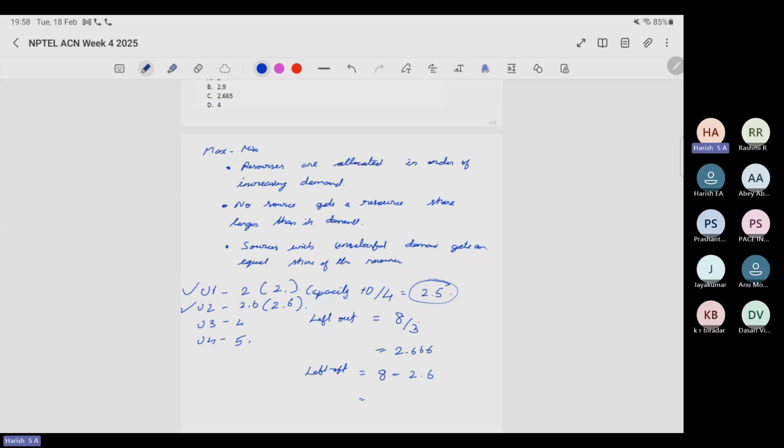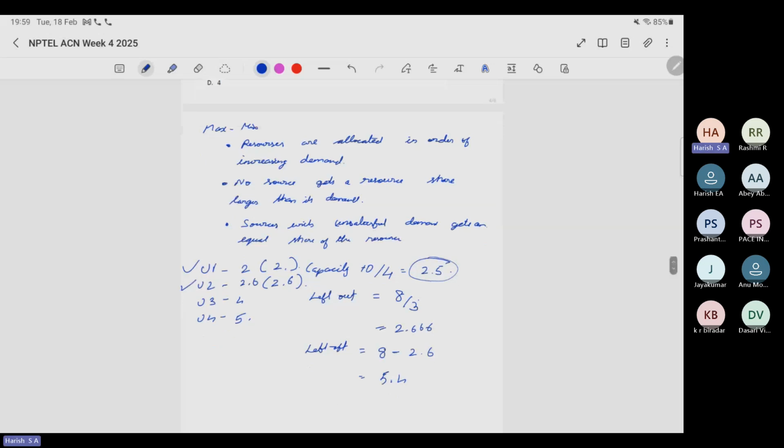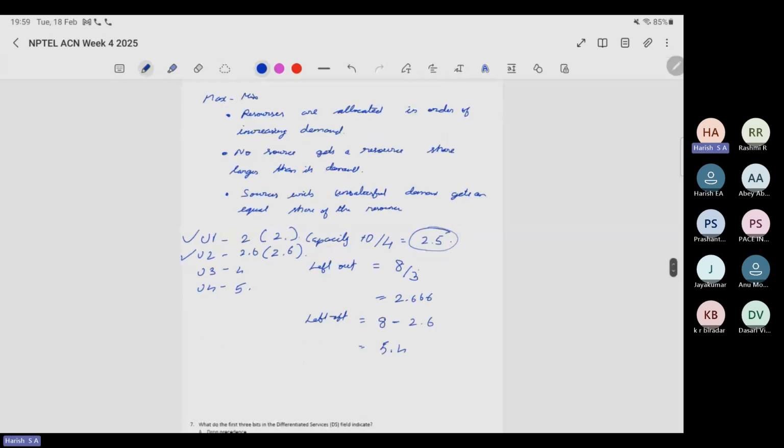Okay. Yeah, so it is 8 minus 2.6, and what does that come to? It comes to 5.4. So 5.4 is left out right now. For how many? For two of these, U3 and U4. So now capacity is 5.4. So 5.4 divided by 2 is how much?